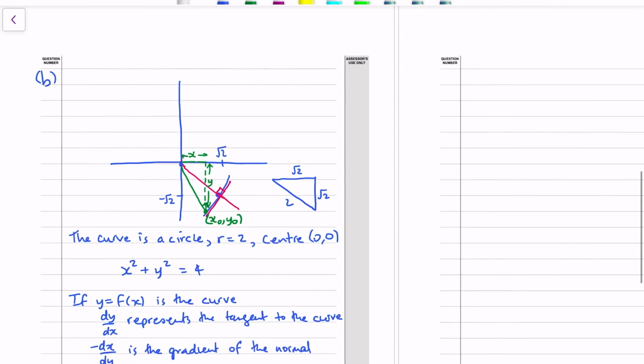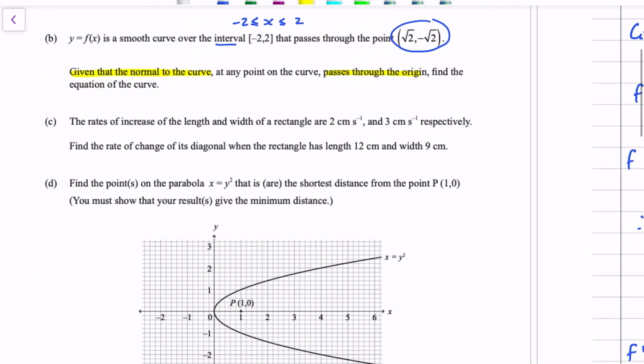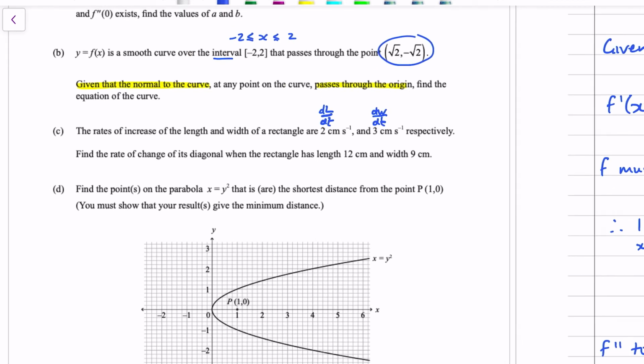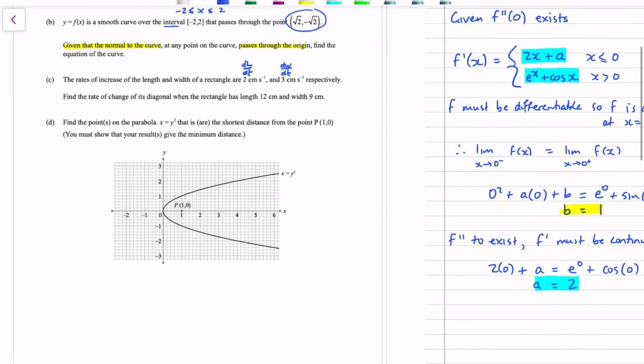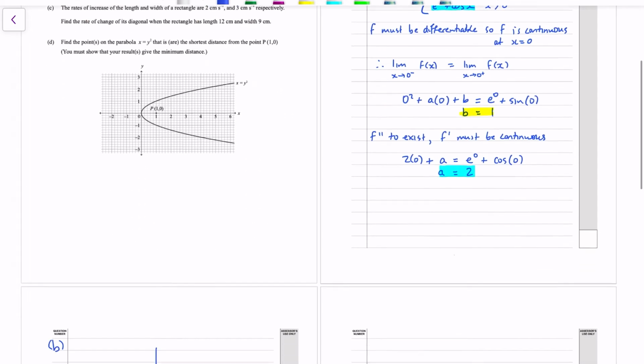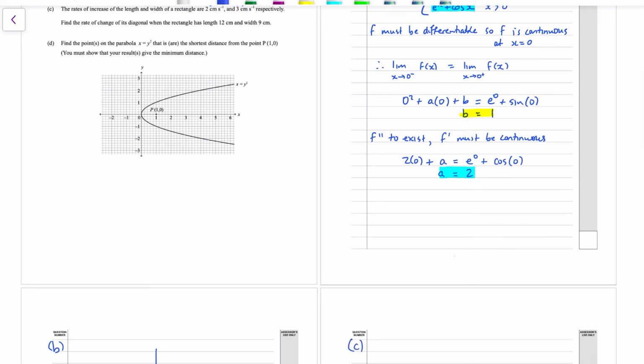Okay, third question. The rates of increase of the length and width of a rectangle are 2 centimeters per second and 3 centimeters per second, respectively. So that's dl/dt and dw/dt. Find the rate of change of its diagonal when the rectangle has length of 12 centimeters and the width is 9 centimeters. Okay, so let's draw a rectangle with a width and length that are variable.